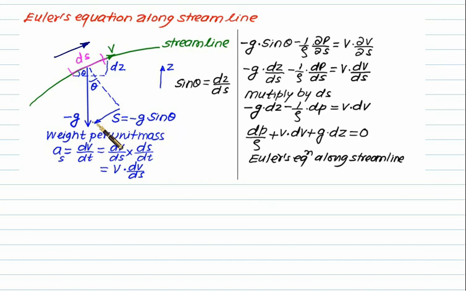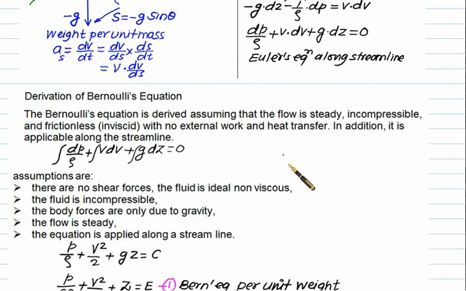The other force acting is the pressure force, which is equal to 1 by rho del p by del s, equal to v times dv by ds. Solve this equation and multiply by ds. We can generate the Euler equation, which is dp by rho plus v dv plus g dz equal to 0. That is, change in pressure divided by rho plus v into dv plus g dz is always equal to 0 along the streamline. If we integrate the Euler equation between the two sections, it will generate the Bernoulli equation.